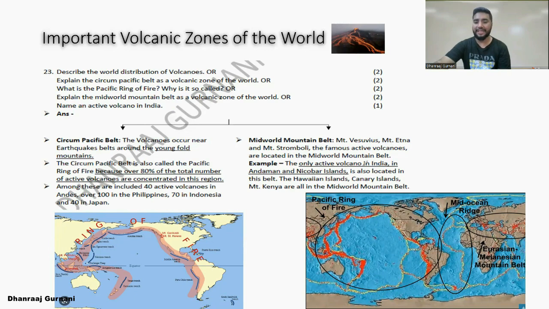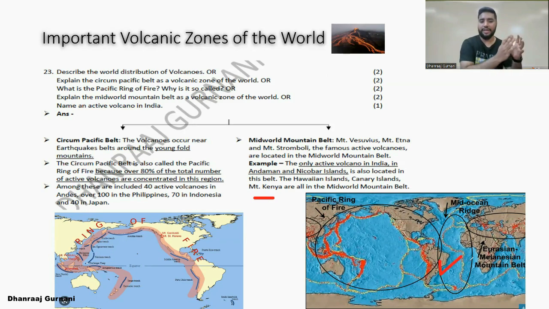Example, the only active volcano in India is in the Andaman and Nicobar Islands. Here is the question: name an active volcano in India. The only active volcano in India is in the Andaman and Nicobar Islands, which is also located in the Mid-World Mountain Belt. Finally, the Hawaiian Islands, Canary Islands, Mount Kenya are other examples located in the Mid-World Mountain Belt.